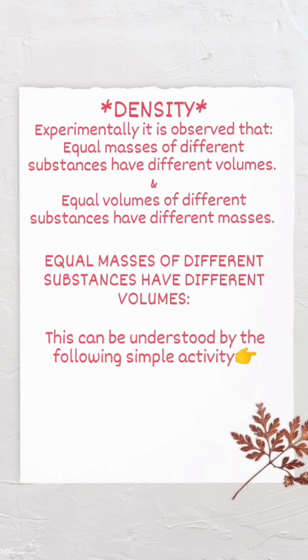Our next topic is density. So density is defined as the mass of a unit volume of that substance. That is density is equal to mass by volume. So experimentally just observe that equal masses of different substances have different volume and equal volumes of different substances have different masses. Let me now explain how equal masses of different substances have different volumes.